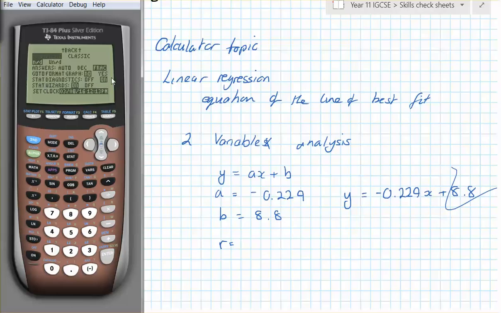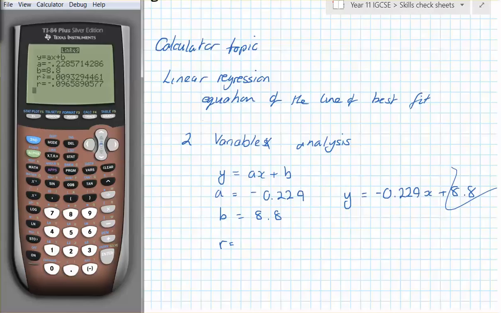Stat diagnostics on, eh? I've not known that. There you go, you found it. Diagnostic on makes it even easier, then. Okay. So if we do that then, and then we do stats and calc, then reg, okay, L1, L2, calculate.